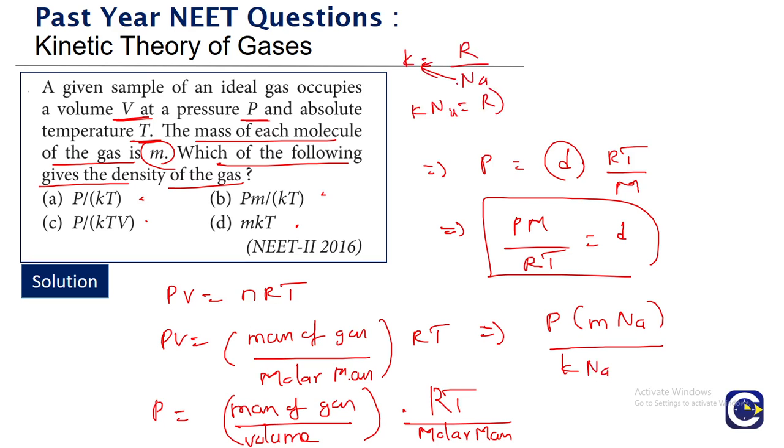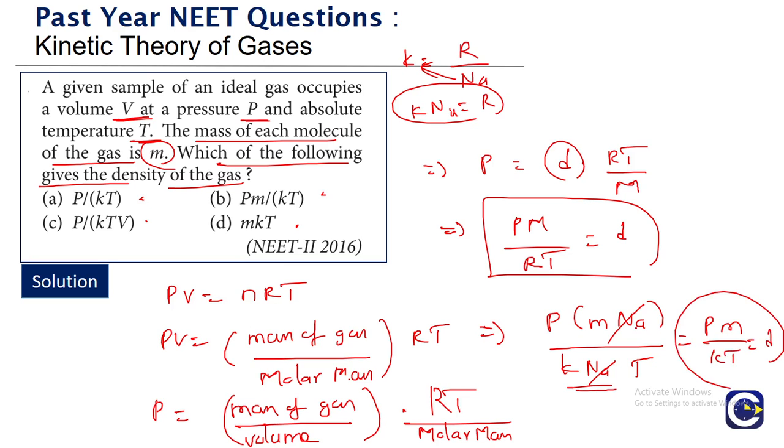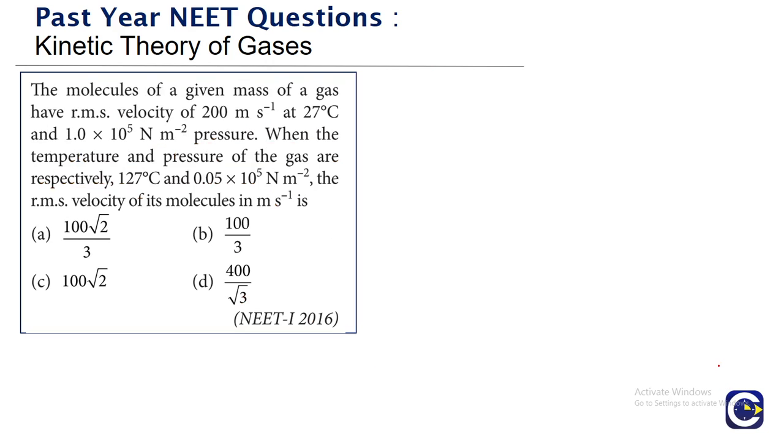So K into Avogadro number is R. We'll substitute, in place of R, K into Avogadro number into T. So we can see Avogadro number is cancelled. What we'll get is P into small m by K into T. That is the density. So this is the formula in terms of the mass of each molecule, small m, and the Boltzmann constant K. The correct answer for this is option B.